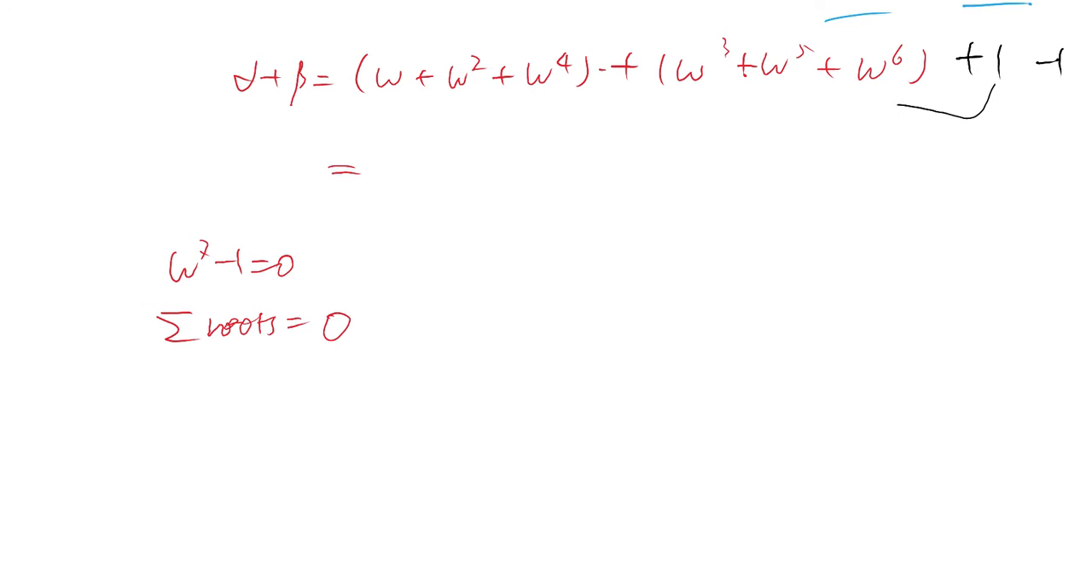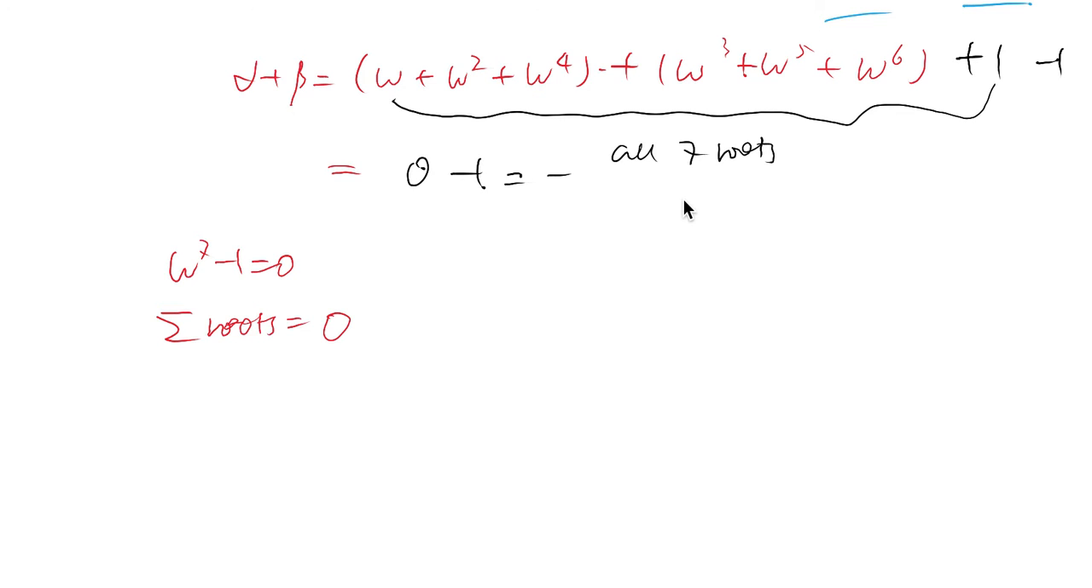So when I add 1, this is all 7 roots, right? And then we said the sum of all the roots equals 0. So all the 7 roots equals 0, so 0 minus 1 equals minus 1. So alpha plus beta is minus 1, because I already have all the roots: 1, w squared, w to the power of 3, w to the power of 4, w to the power of 5, and w to the power of 6.